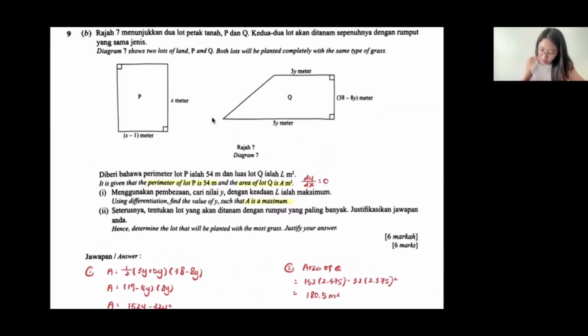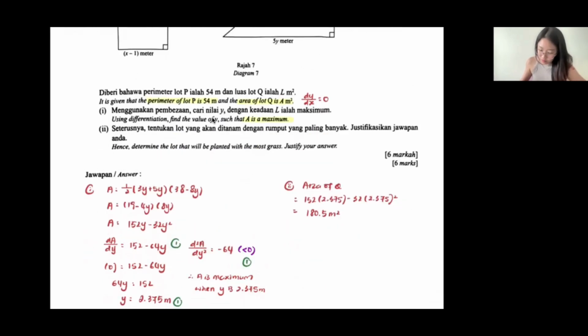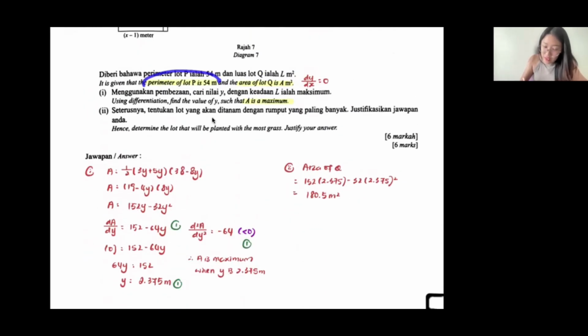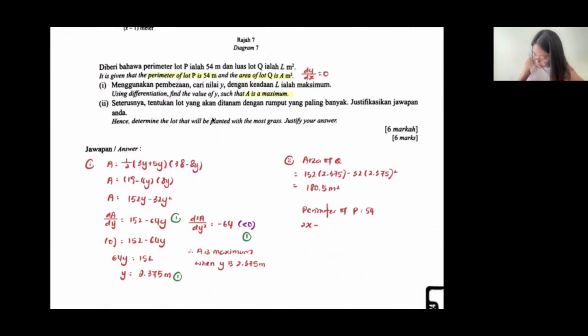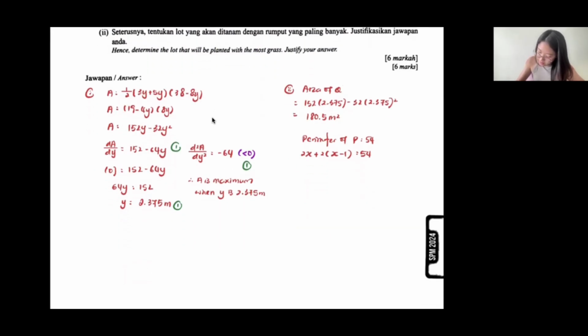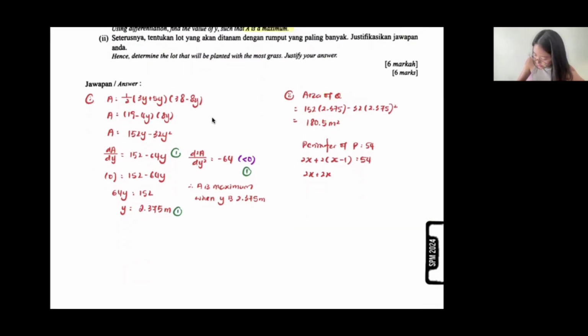Then how about for P? For P, we need to find out what X is first. They have given us the perimeter of P is 54. Let us use this to find X first. The perimeter is 2x plus 2 times x minus 1. Let us expand: 4x minus 2 equals 54, so 4x equals 56. X equals 56 divided by 4, which is 14.